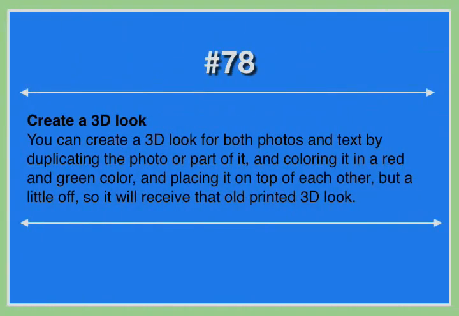Number 78. Create a 3D look. You can create a 3D look for both photos and text by duplicating the photo or part of it and coloring it in a red and green color and placing it on top of each other, but a little off, so it will receive an old printed 3D look.